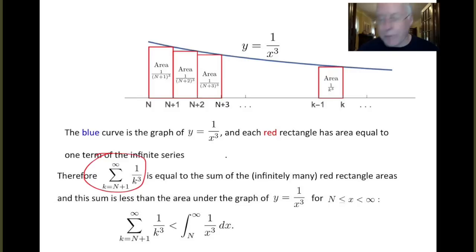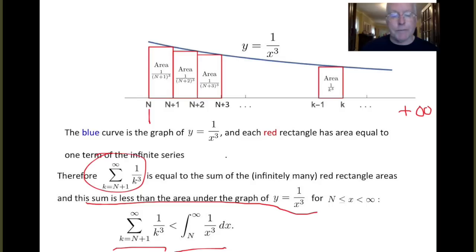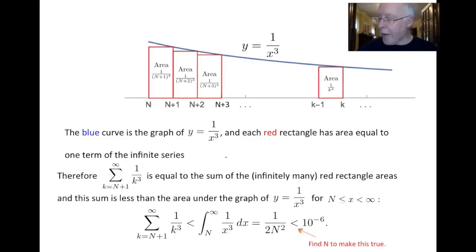So what that tells us is that this error sum is equal to the sum of the infinitely many red rectangle areas, and that sum is less than the area under the graph of y equals 1 over x cubed from n out to infinity. In other words, the error sum is no bigger than the integral from n to infinity of 1 over x cubed dx. Now, this last is a very easy improper integral. You should work through this, but you should be able to get 1 over 2n squared for the answer for that integral.